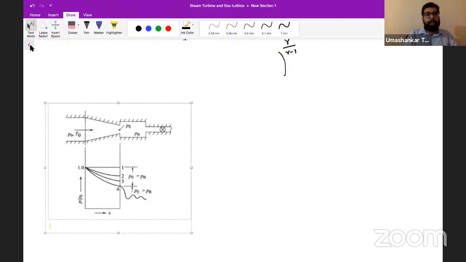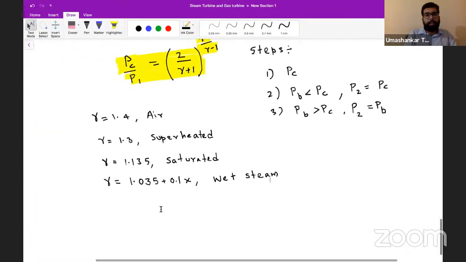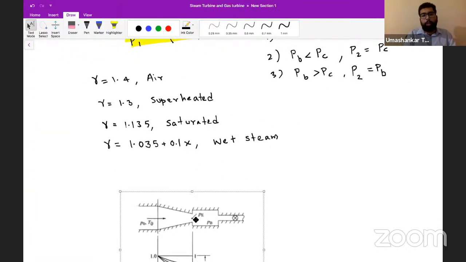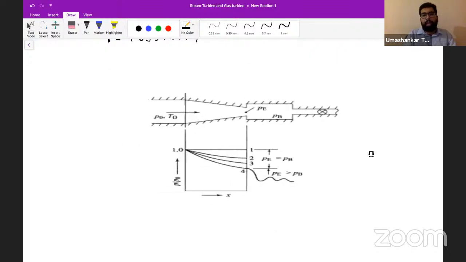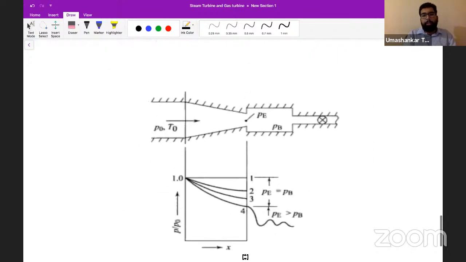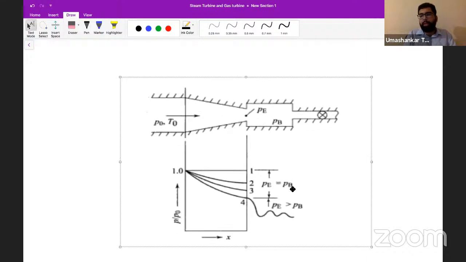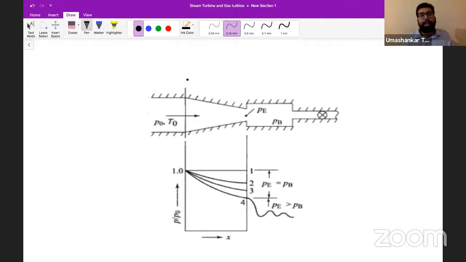Let me explain a little of these diagrams. So whatever I have explained to you, you can understand from here as well. As I said, the entry to the nozzle is represented by O. The exit of the nozzle is represented by E. And this back pressure, what is this PB? This back pressure is controlled by this wall.